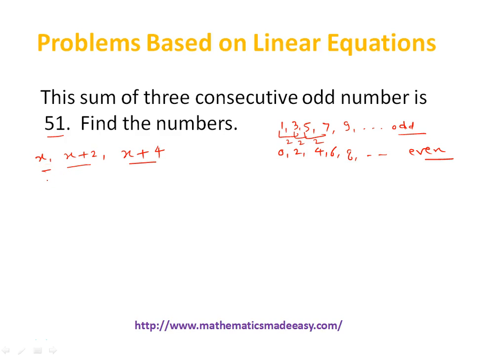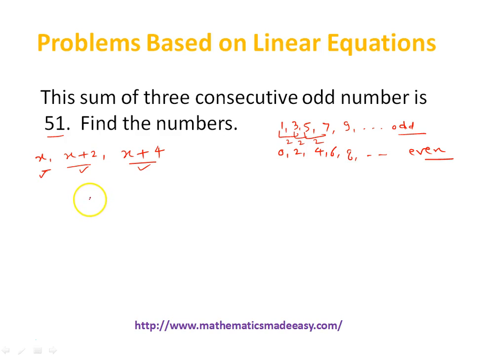Similarly, if there is a question where three consecutive even numbers are given, what will we do? Again, we'll assume the numbers as x, x plus 2 and x plus 4, right? So we have assumed that there are three odd numbers x, x plus 2 and x plus 4. And now what is the condition given? That the sum of these three consecutive numbers is 51.